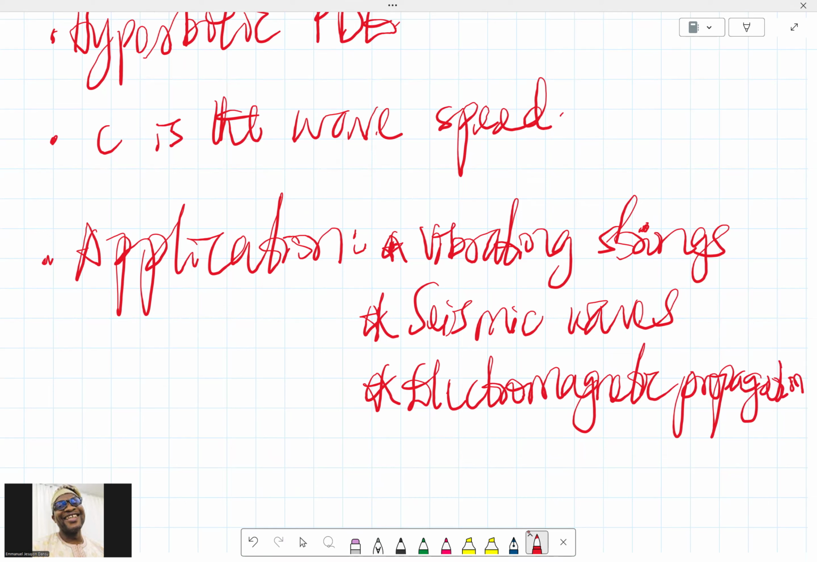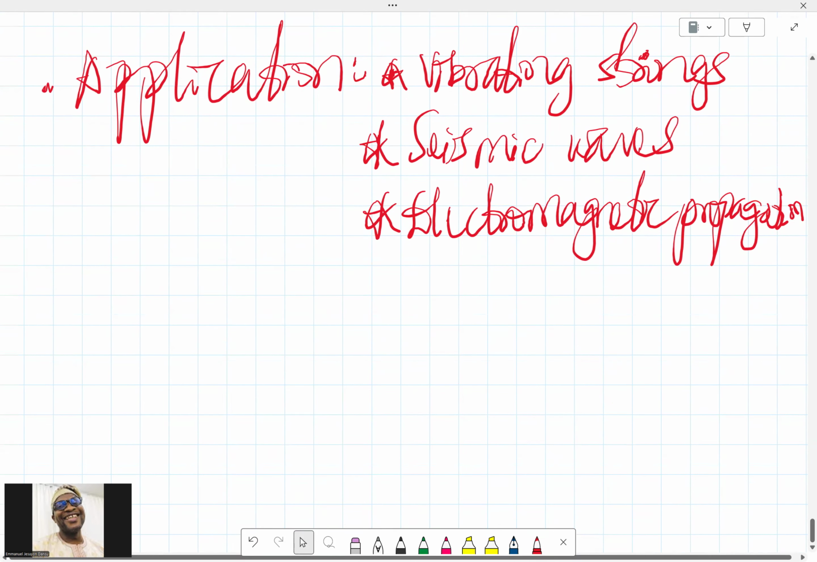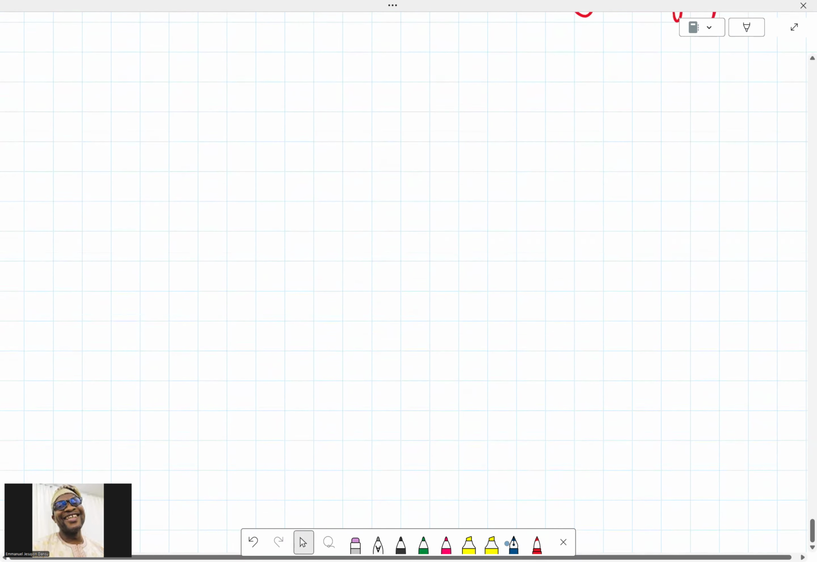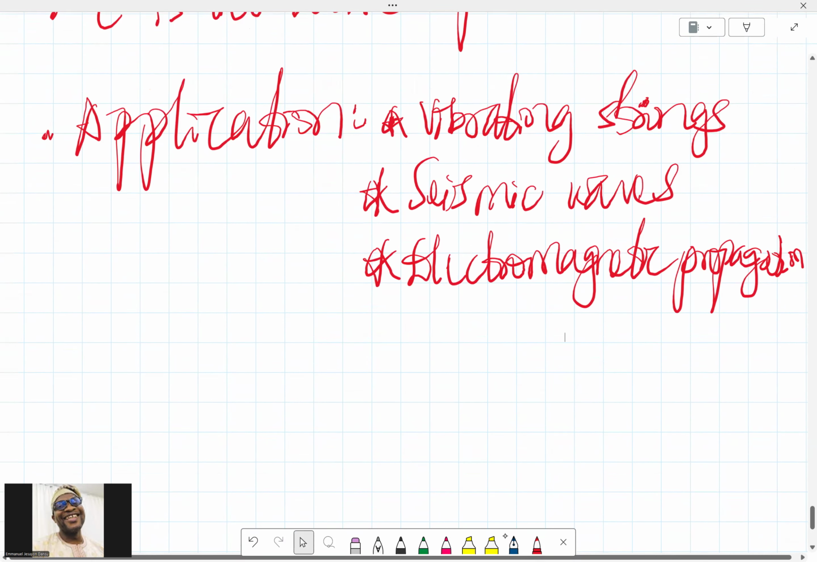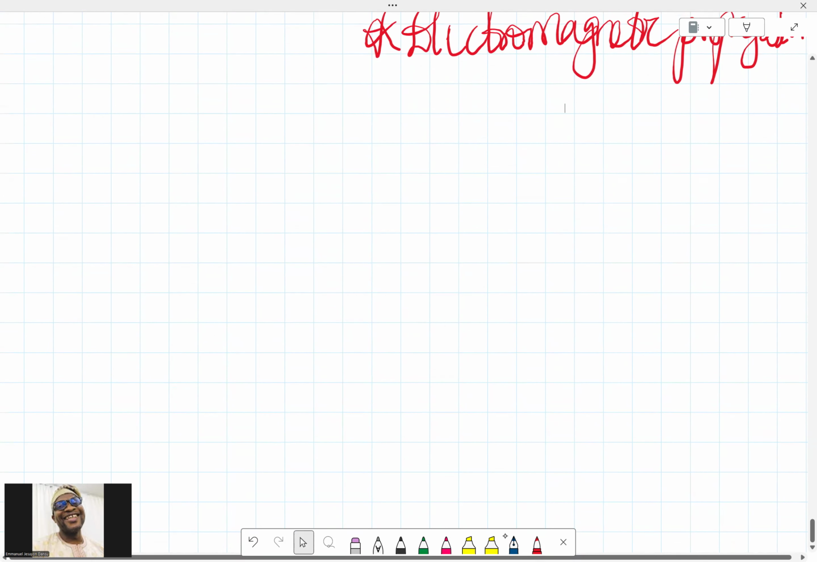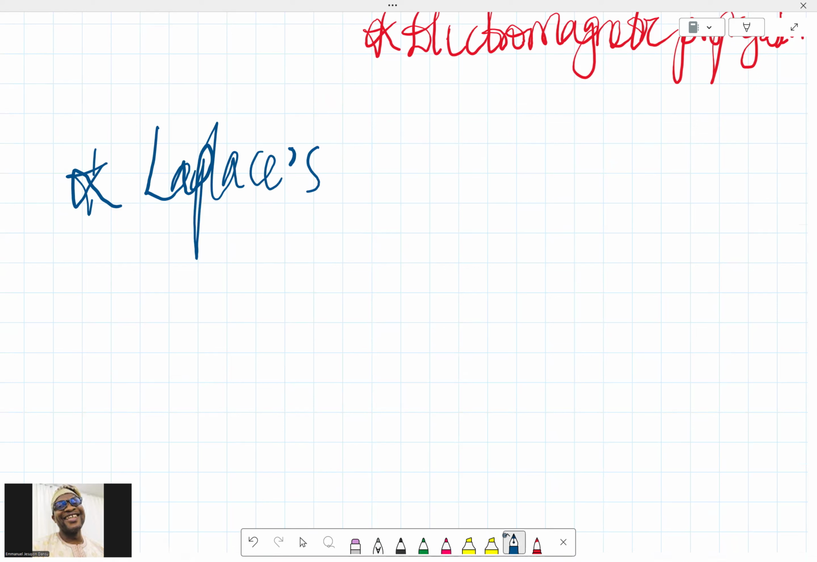All right. So we also go on to talk about the third type, another very popular physical partial differential equation. That is Laplace's equation.